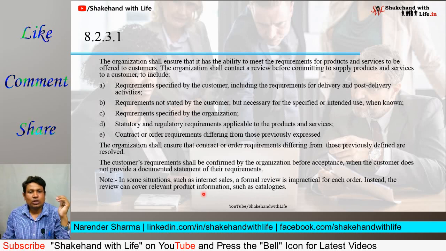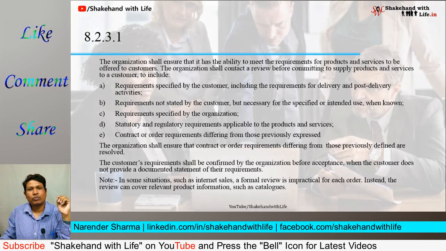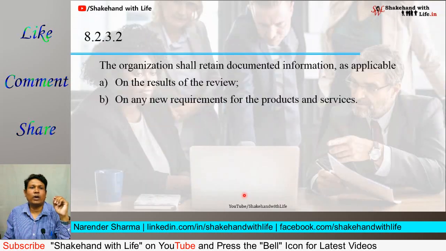There is a note: in some situations such as internet sales, a formal review is impractical for each order. Instead, the review can cover relevant product information such as a catalog. So in the case of internet sales, a catalog is required because it is not practical to review each order. Now come to clause 8.2.3.2.